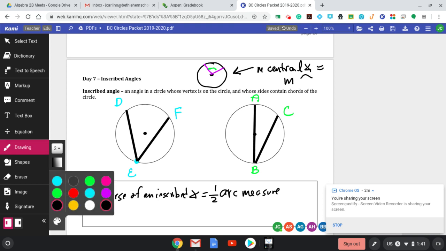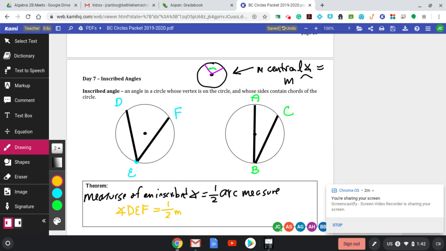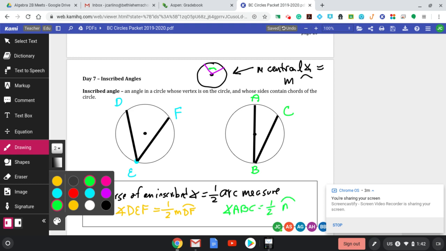So for example, in my diagram up above, angle DEF is equal to half the measure of what arc does DEF make? Half the measure of arc, excuse me, DF. Okay, that's how that works right there. And, you know, let's keep going here. Why not? Angle ABC, that inscribed angle, is equal to half of, you guys can guess, arc AC. Measure of arc AC. Okay? So inscribed angle's got to be on the circle, and it's equal to half its arc measure.